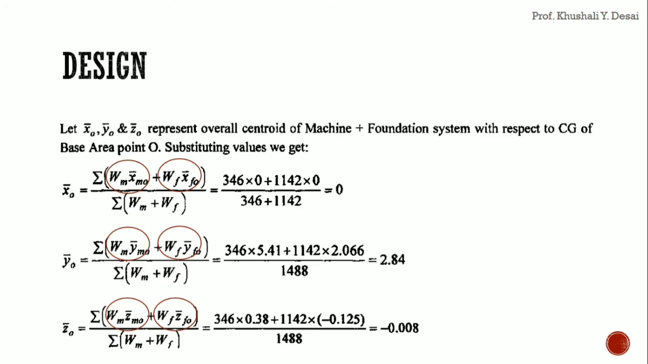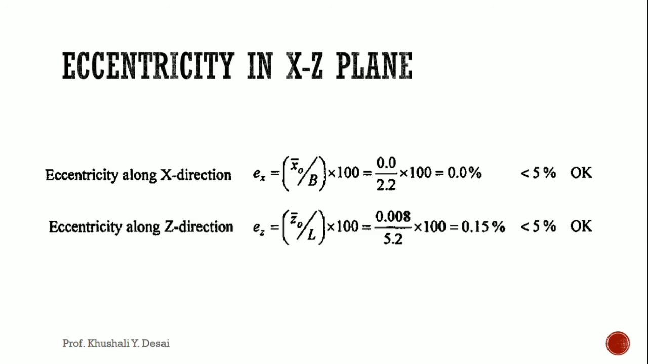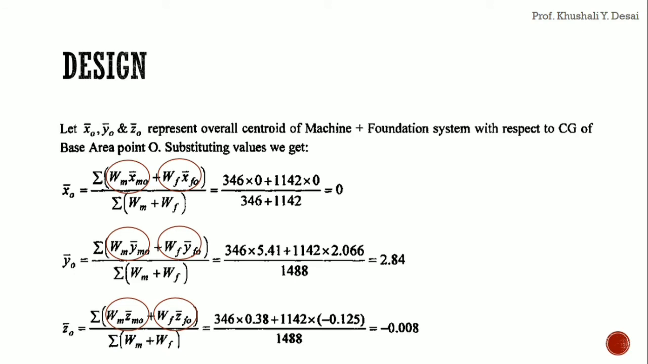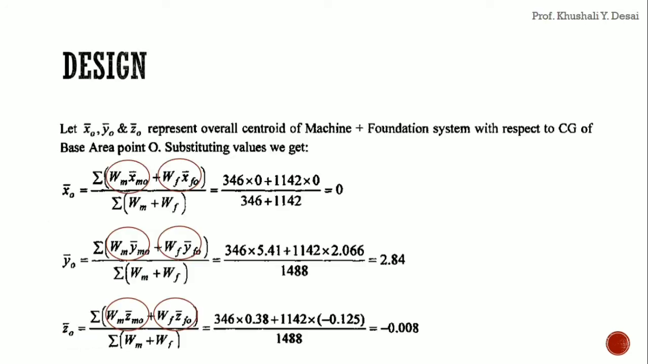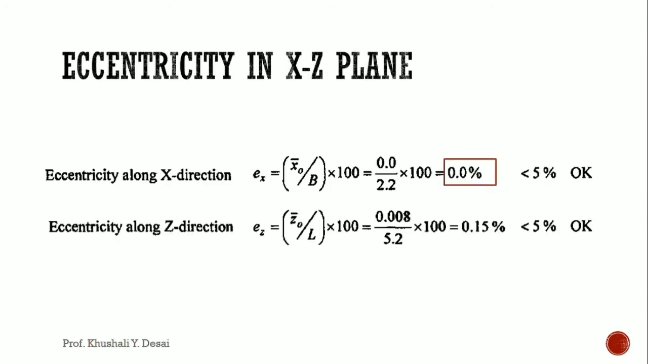This will be required to check for eccentricity. Eccentricity is always checked in plan dimensions, that is in x and z. It is not checked in the vertical direction. So Ex is nothing but x0 bar upon b. Width of the whole foundation is given as 2.2 and x bar 0 you just obtained as 0. So it comes out to be 0%. Similarly, Ez is z0 bar upon L. Length given is 5.2. Here z bar 0 we will take as absolute value, so we'll remove the minus sign. So it is 0.008 upon 5.2, which gives us 0.15% of eccentricity, which is less than 5%, hence it is okay.